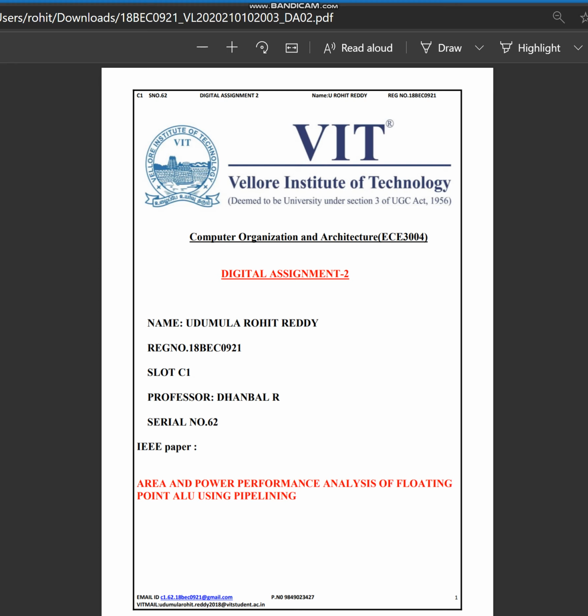Hello, I am U Rohit Reddy and my registration number is 18BC0921 and my slot is C1 and my professor is Dhanbal R. My serial number is 62 and I have chosen the IEEE paper Area and Power Performance Analysis of Floating Point ALU using pipelining.